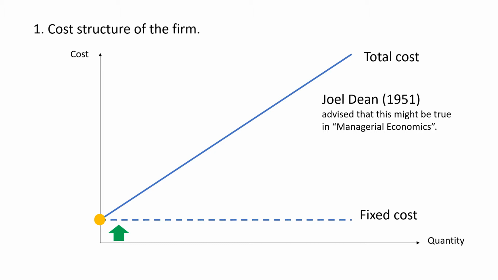In 1951, Joel Dean wrote in his book Managerial Economics and advised that the total cost might be linear. He observed statistics in many firms and in manufacturing, used the statistics to calculate the cost, and found that the total cost might be linear. This was very controversial to economists at that time. Mainstream economists didn't accept that, because if they accepted that the total cost was linear, then profit maximization cannot be achieved. And it would mean that all the economics that mainstream economists taught in schools were wrong.